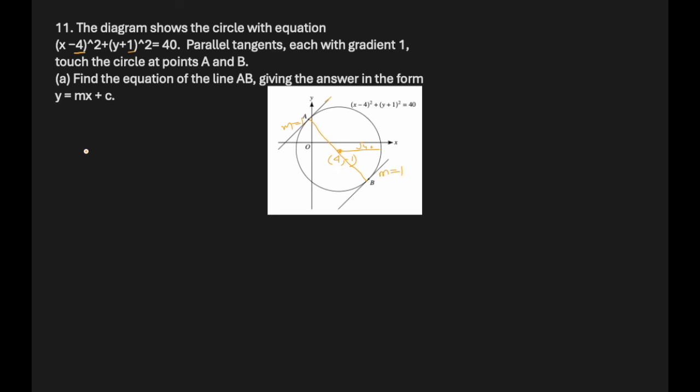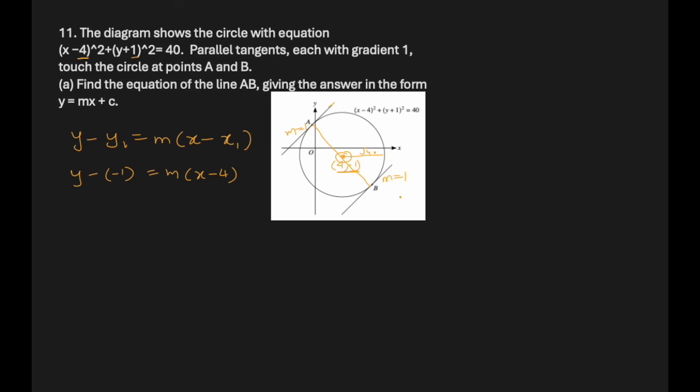Okay, so just now in question number 10, we'll use y minus y1 equal to m(x minus x1). So it will be y minus, yeah, y plus 1 equal to m(x minus 4). Now m is the problem. For m, we know the gradient of the tangent, and we know that the diameter makes a 90-degree angle with the tangent. That means this m will be the negative reciprocal of 1, which is negative 1.